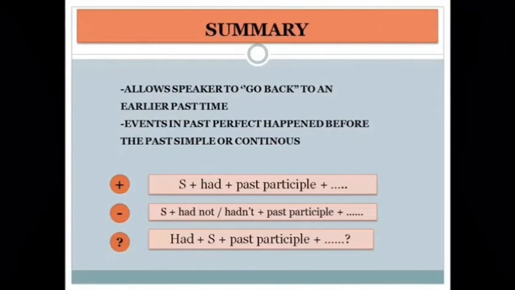So, the summary: the past perfect allows speakers to go back to an earlier past time. Events in past perfect happen before the past simple or continuous. The form is subject plus had plus past participle. In affirmative form, subject plus had plus past participle. In negative form, subject plus had not or hadn't plus past participle. And the last, the question form: had plus subject plus past participle.